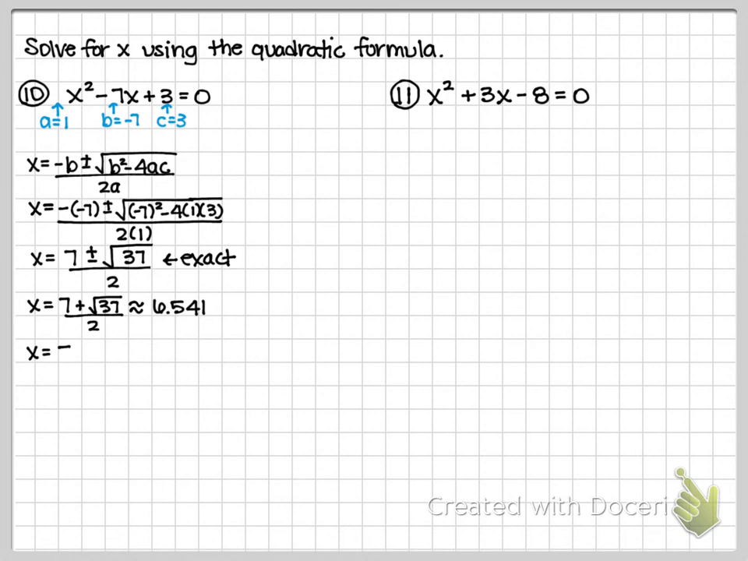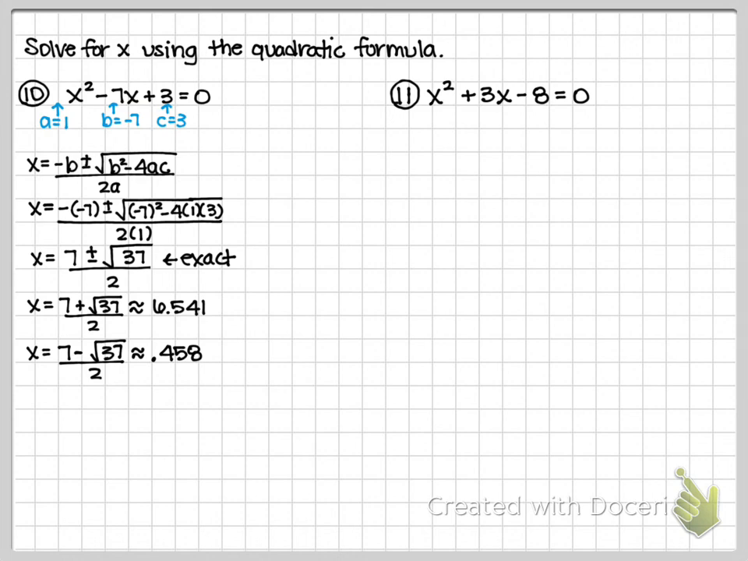Now we have to do the other one. So this is going to be 7 minus the square root of 37 divided by 2. Same process. 7 minus the square root of 37. And then that answer, so don't type it in again, just hit divide, 2. You'll get 0.458, or 0.459 if you choose to round.